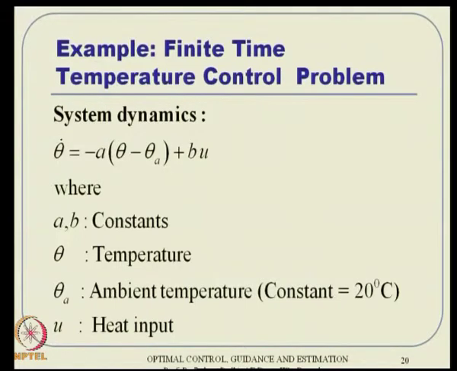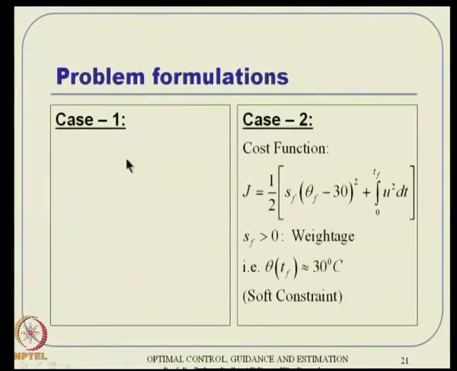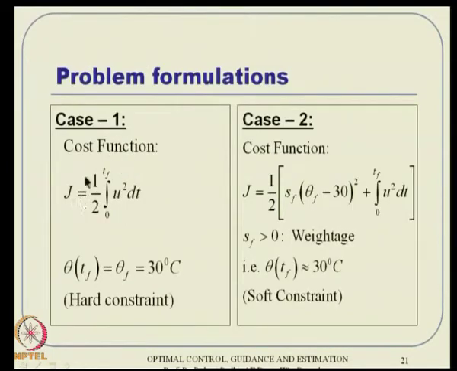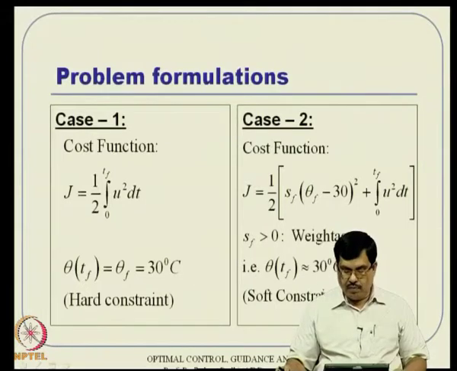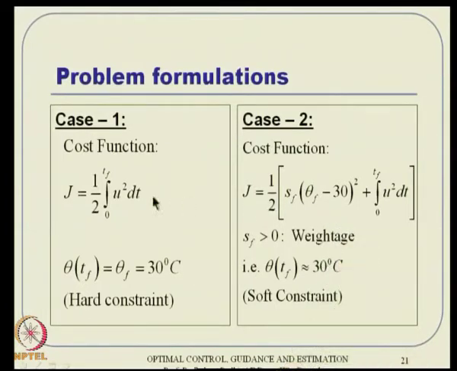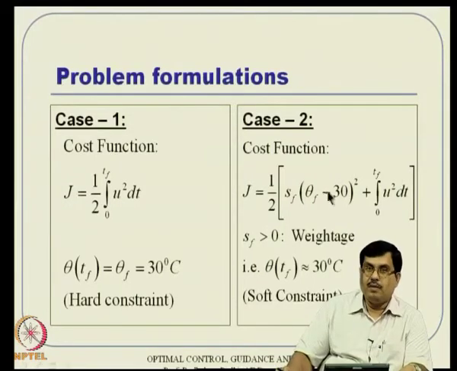First problem is case 1. We'll talk about a hard constraint, where theta f, the final value of the temperature, has to be equal to 30 degrees. And in case 2, we will talk about a soft constraint, where the hard final constraint is not there, but a soft constraint is in place. Theta f has to be as close to 30 as possible. That is what we are comfortable with, and then we will put this cost function.